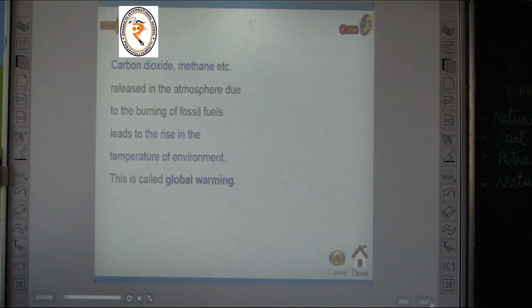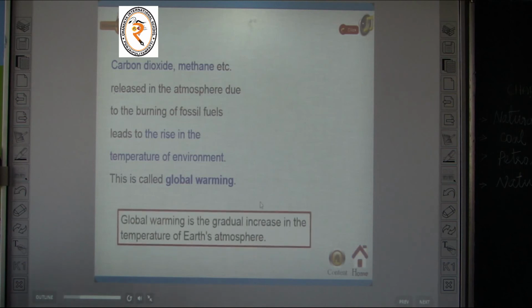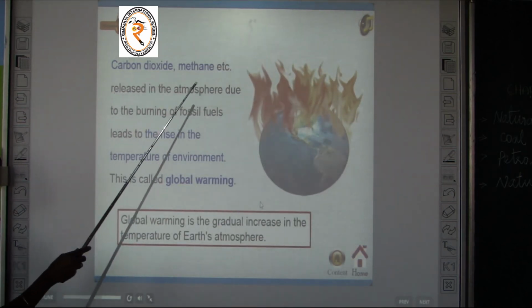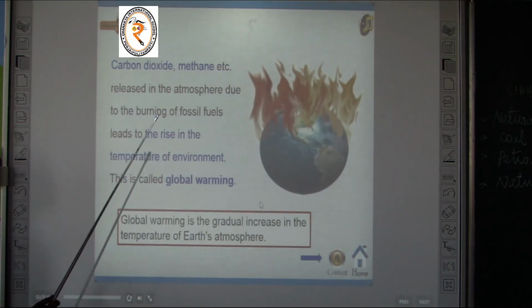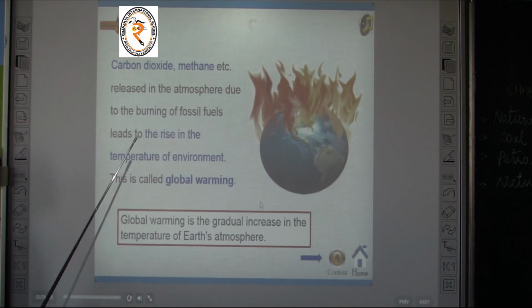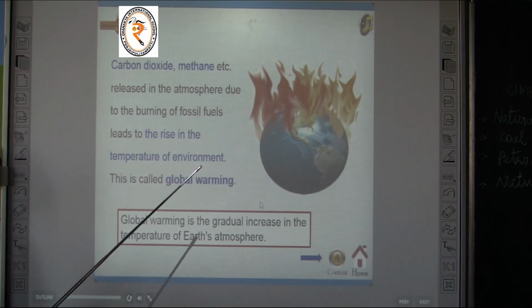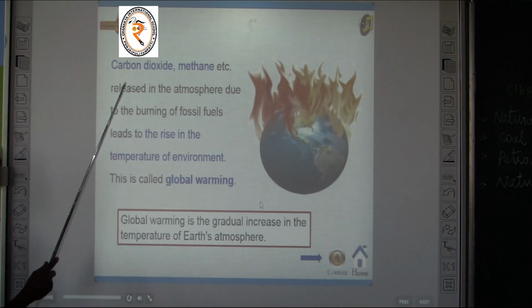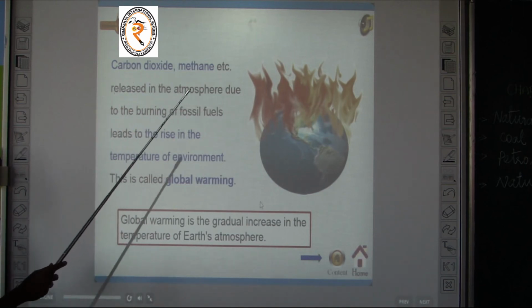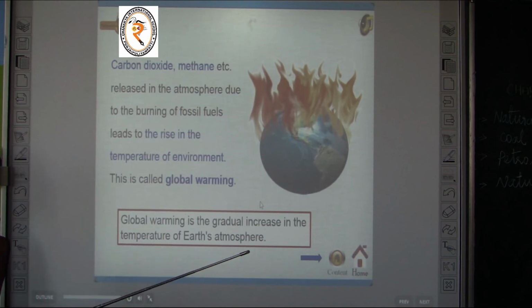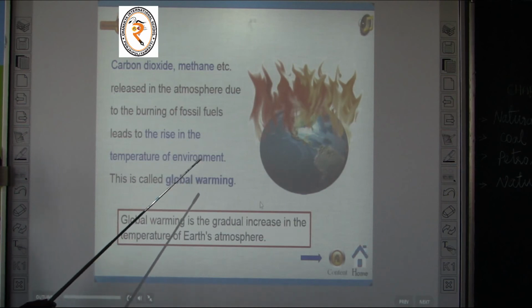And carbon dioxide, methane, etc. released in the atmosphere due to the burning of fossil fuels leads to the rise in the temperature of the environment. We already know that while burning the fossil fuels, it can create some smoke. Now that contains what? Carbon dioxide and methane chemicals. It can increase the temperature of the earth. So the rise in the temperature of the environment.